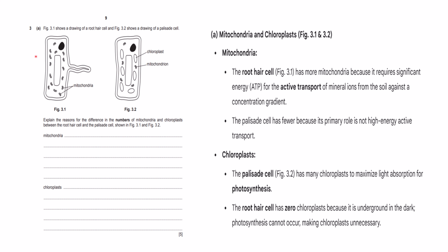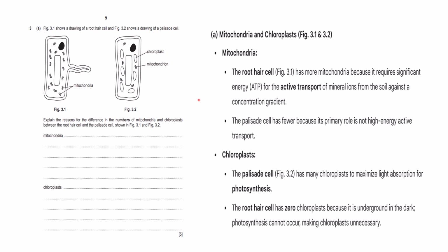Question 3, Part A. Figure 3.1 shows a drawing of a root hair cell and Figure 3.2 shows a drawing of a palisade cell. First, let's talk about mitochondria. If you look at Figure 3.1, you will notice the root hair cell is packed with them. Here is the question. Explain the reason for the differences in the numbers of mitochondria and chloroplasts between the root hair cell and the palisade cell shown in Figures 3.1 and 3.2.